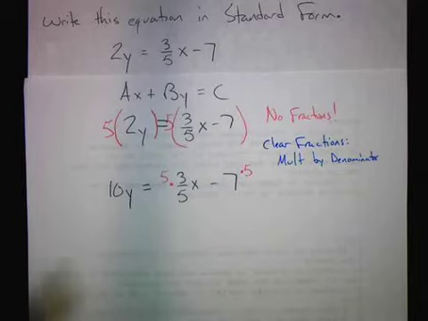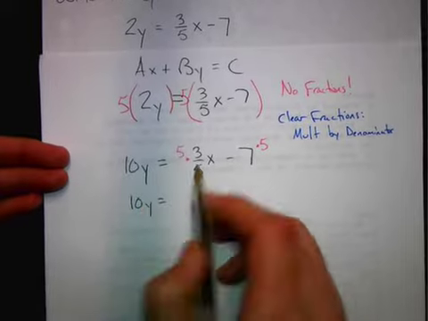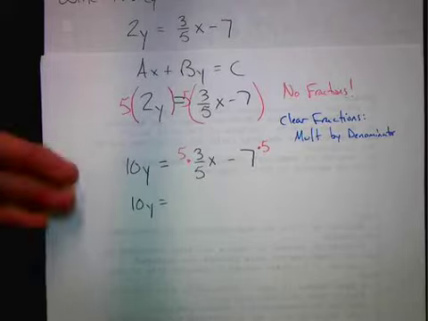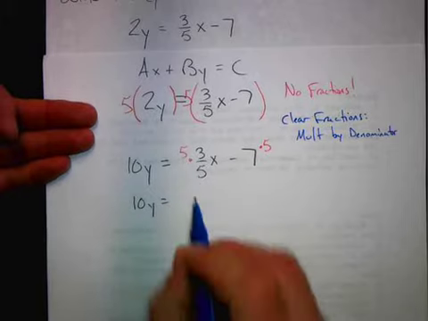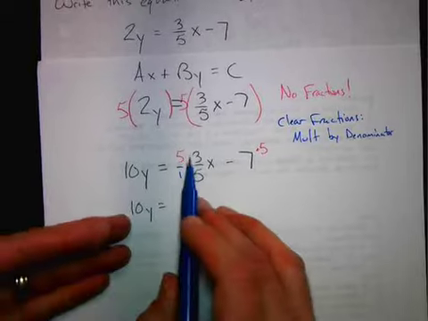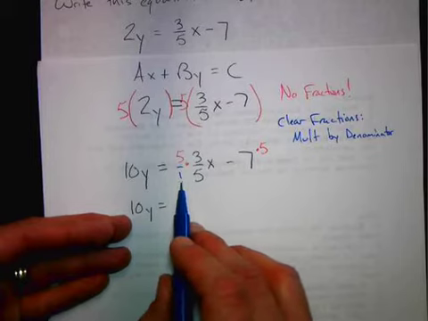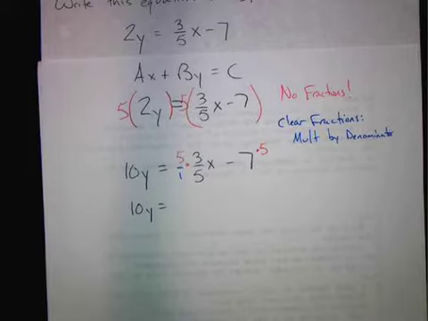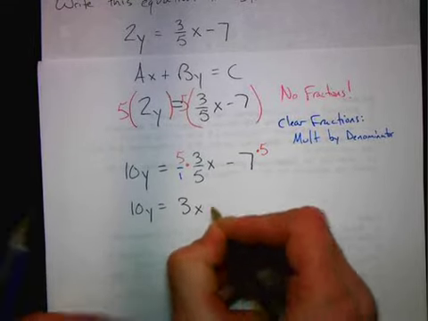So on the left-hand side, we still have 10y. On the right-hand side, we have 5 times 3/5 x. Okay, so what does that mean? We're multiplying 5 times a fraction. Well, what is 5 as a fraction? 5/1. And how do we multiply fractions? Straight across. 5 times 3 is 15. 1 times 5 is 5. So we have 15 divided by 5. 15 divided by 5, we all know, is 3. So we have 3 times x.